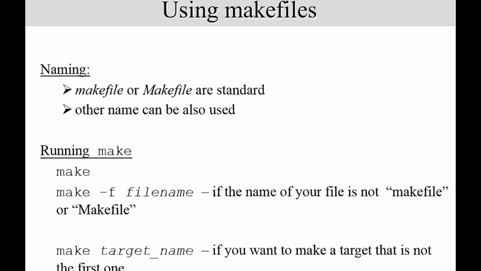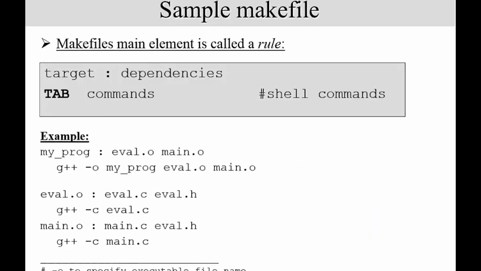For using the Makefile, the file name is either makefile or Makefile with an uppercase M, so look at that carefully. Those are the standard ones, though you can use other files also. To run it, make is the command name, and you can say make -f filename if the name of the file is not Makefile, otherwise it will just run that Makefile. You can also say make and a target name, which is the kind of target that you want to make, if the target is not included in the Makefile itself.